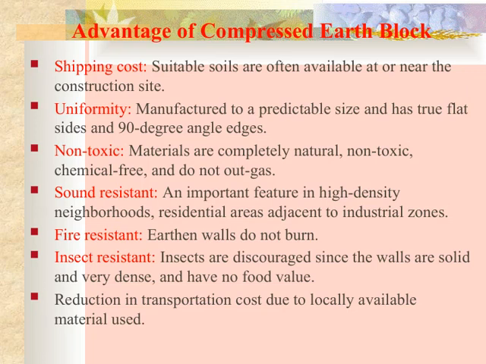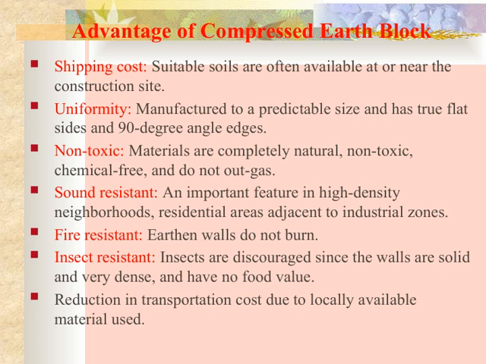One of the key advantages of compressed earth blocks is their cost-effectiveness, especially when it comes to shipping. Since suitable soils are often available right at or near the construction site, transportation costs are significantly reduced. This local availability not only saves money, but also minimizes the environmental impact of transporting materials over long distances. Another important benefit is the uniformity of these blocks. They are manufactured to a consistent size, with true flat sides and 90-degree edges, which makes the building process much smoother and more precise. This predictability helps ensure higher quality construction and reduces waste.